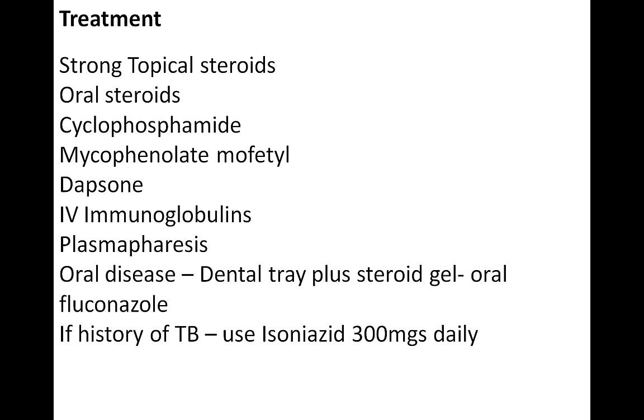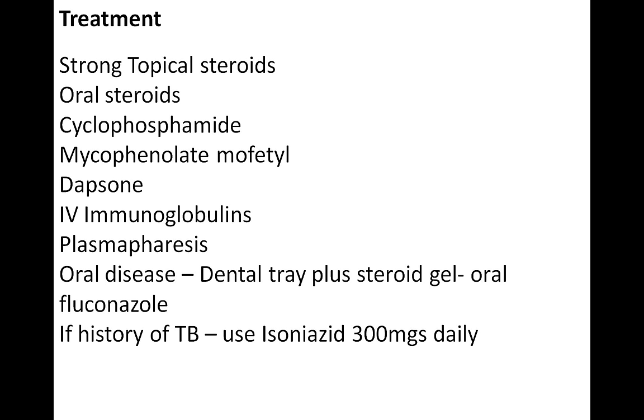Pemphigus foliaceus doesn't have the same mortality as pemphigus vulgaris. There's not the same erosions and not the same weeping, and patients with pemphigus foliaceus can go on for years with relatively straightforward, simple treatments. Vulgaris, it's more difficult. You need a higher dose of steroids, a higher dose of other immunosuppressant drugs.